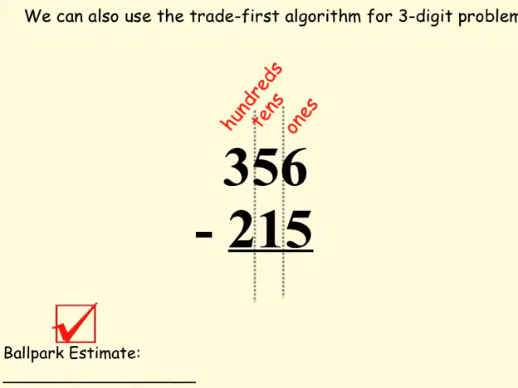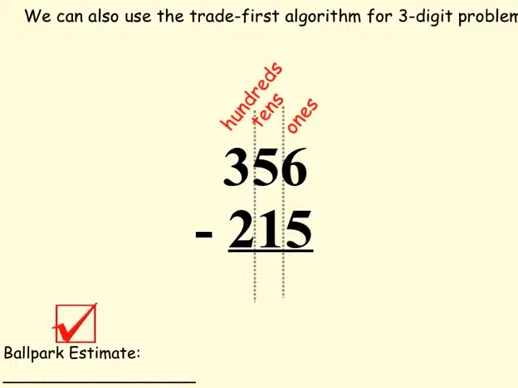Howdy doody guys. Okay, so you've been watching trade first algorithm videos. I showed you one with 2 digits and here's one with 3 digits too, in case you want to work on problems like this. So once again, we have the bigger number on top, the smaller number on the bottom. That's how we subtract. We have to take the smaller number from the bigger number.